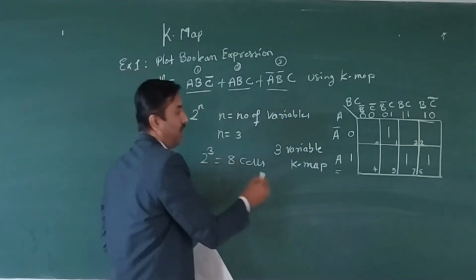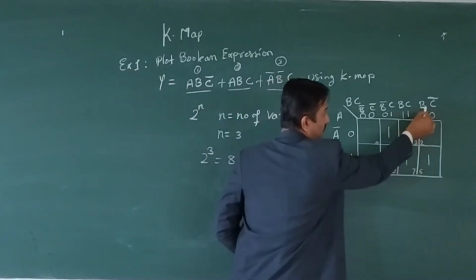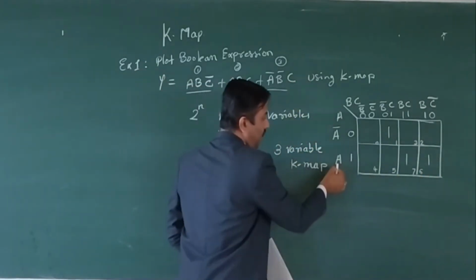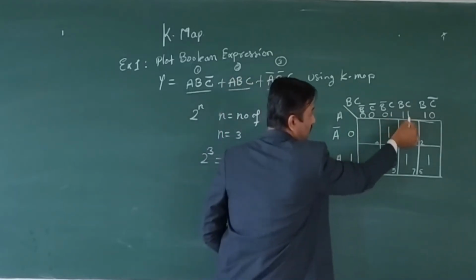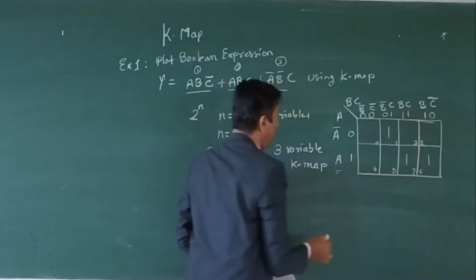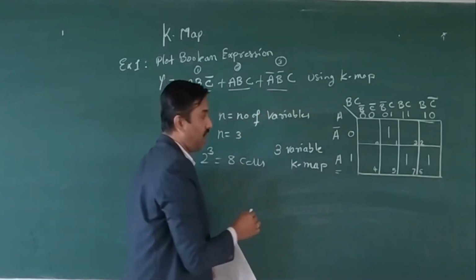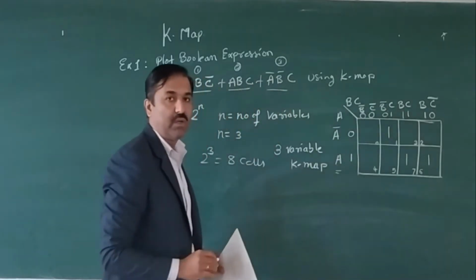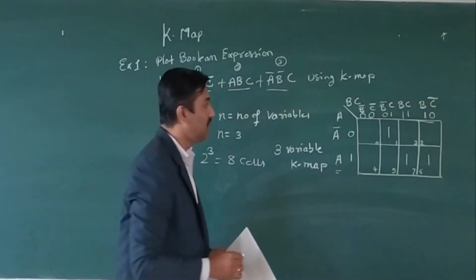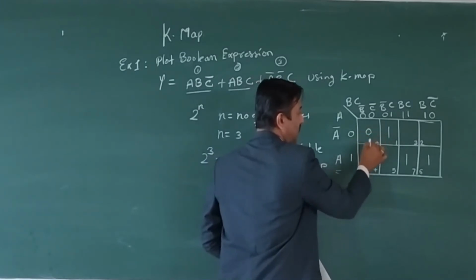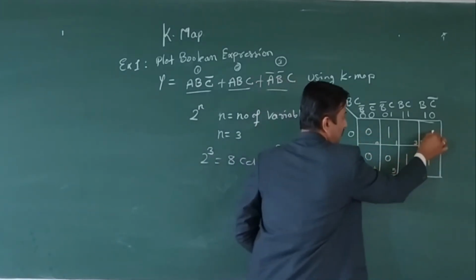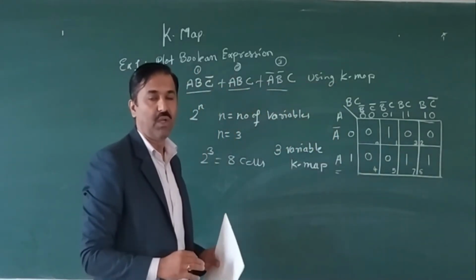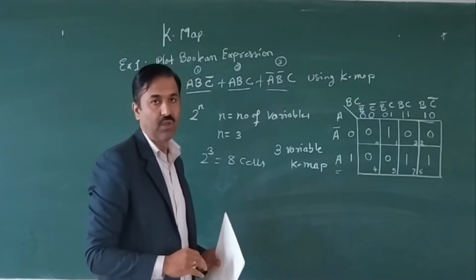So A, B, C bar, this is A, B, C bar, I have put a 1 here. Next term is A, B, C. Check out where A, B, C is in this particular cell. I am going to put it, and the third one is A bar, B bar, C. Now once I have plotted those ones in their respective cells, the remaining cells which are not a part of the Boolean expression are going to be marked as 0.